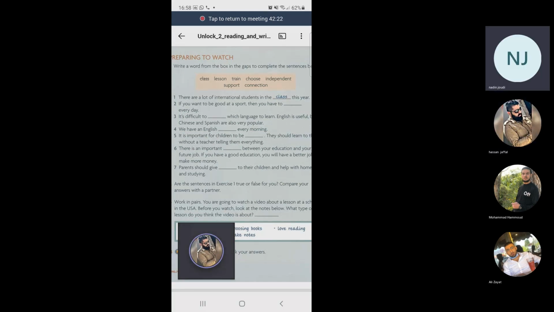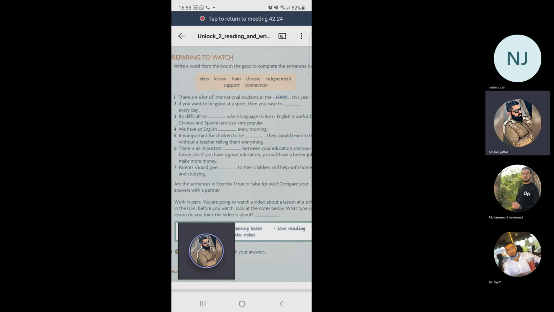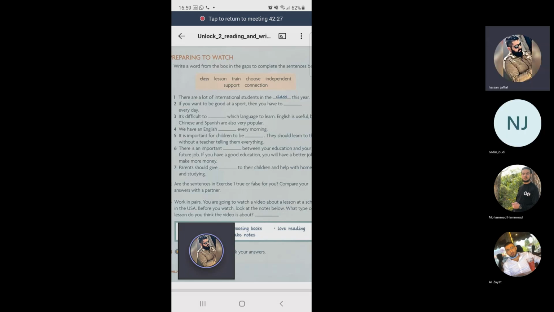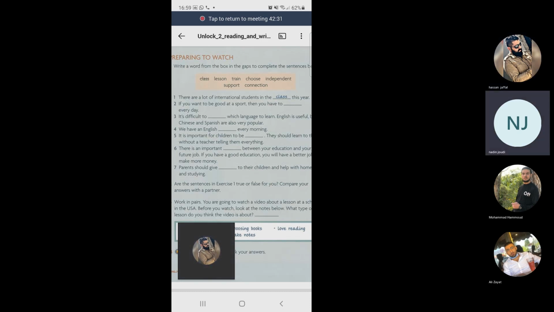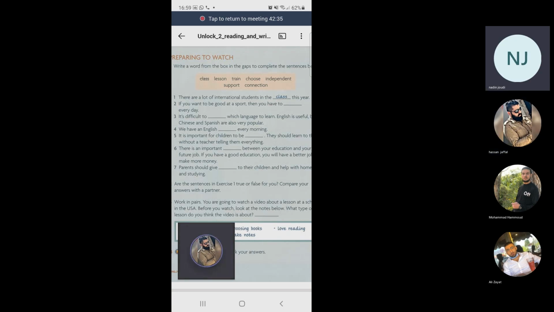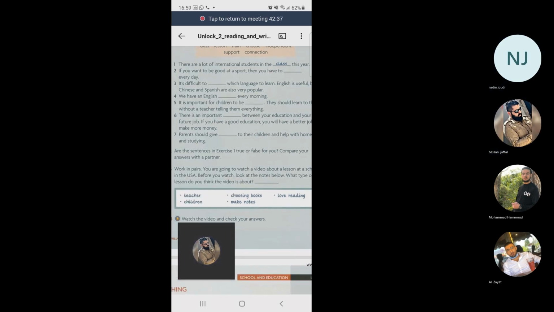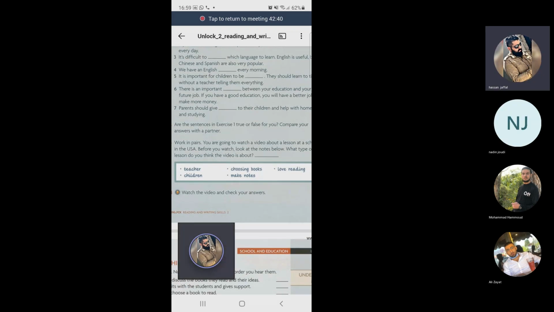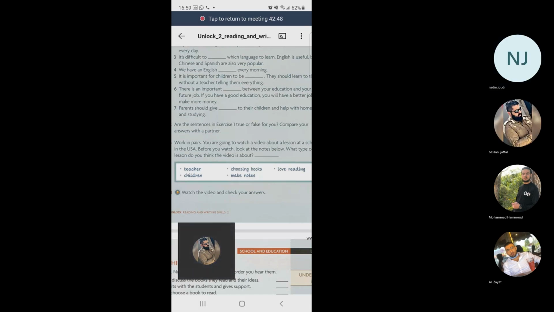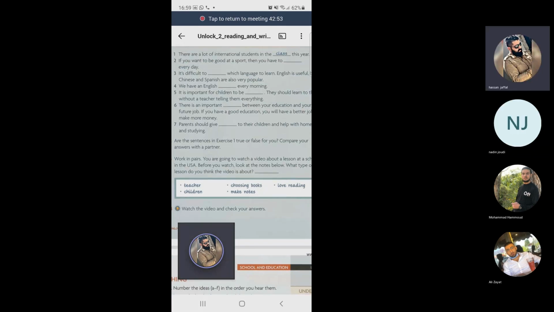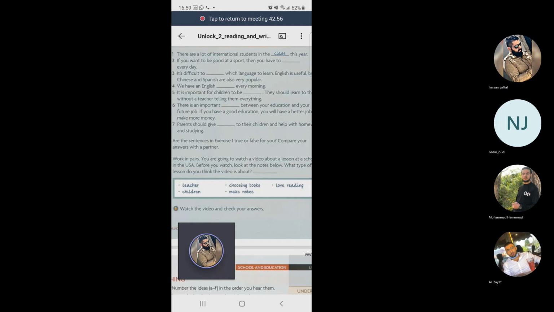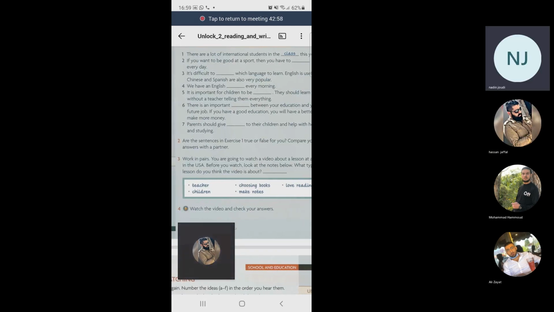Number three, it's difficult to choose which language to learn. Number four, we have an English lesson every morning. And number five, it is important for children to be independent.